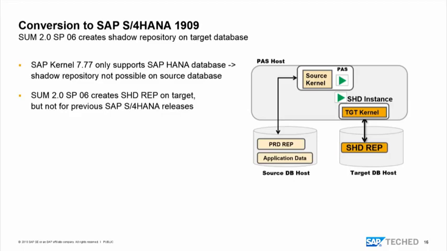So SUM 2.0 SP6, which you have to use for a conversion to 1909, creates the shadow repository on the target, but the same SUM SP version will create the shadow repository on the source database if you target 1809 in a conversion. So for lower releases, the old story is still true. The requirement was only for targeting 1909.